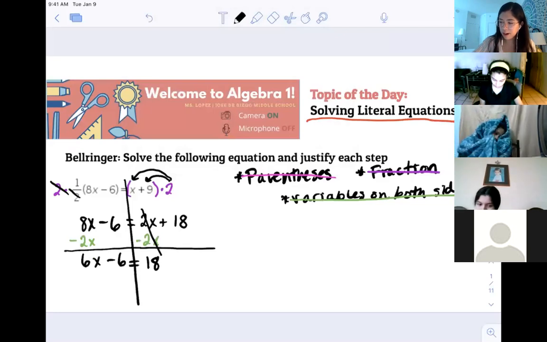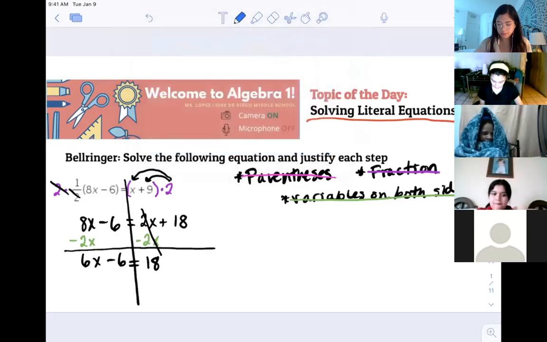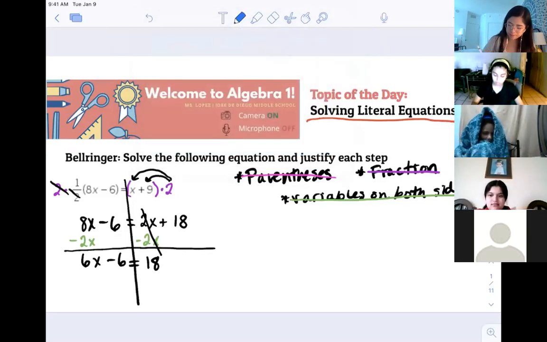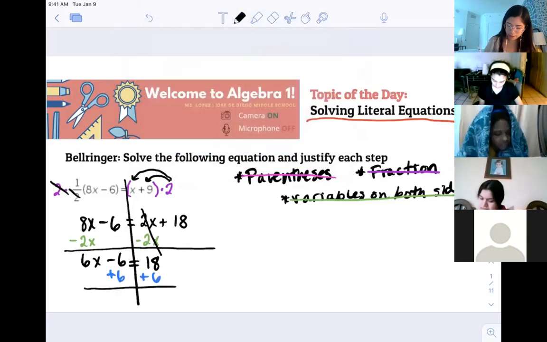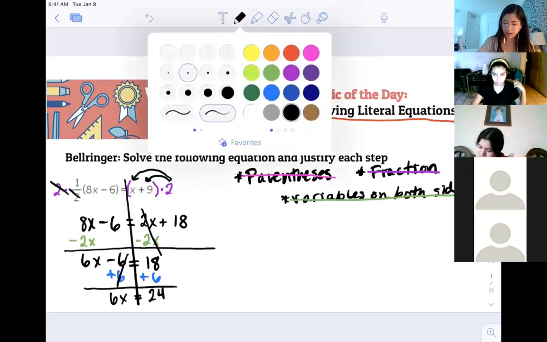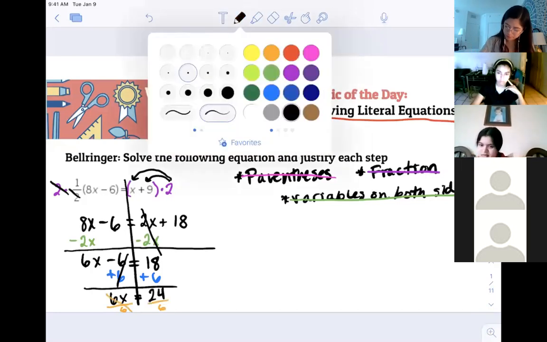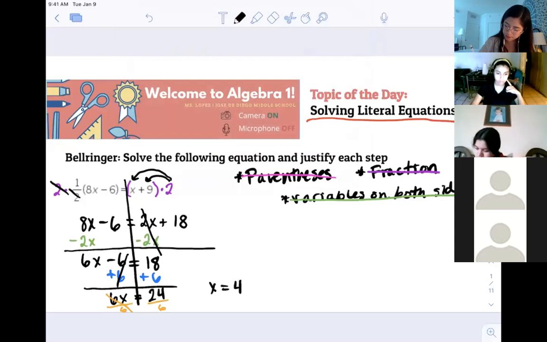And now I'm almost there. I just have 2 more steps in order to get x by itself. So what comes next? You add 6. Good. Add 6 to both sides. 18 plus 6 gives me? 24. 24, good. So I have 6x equals 24. Now I'm going to do my final step, which is to divide on both sides. And then 4. Good. Good job. X equals 4.